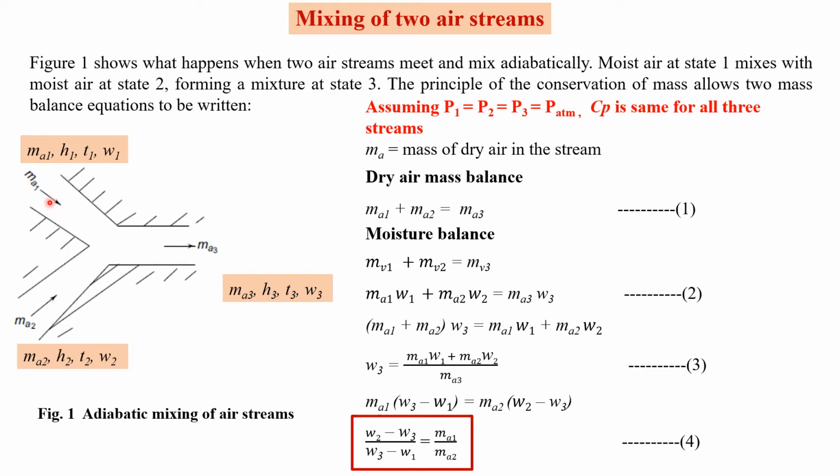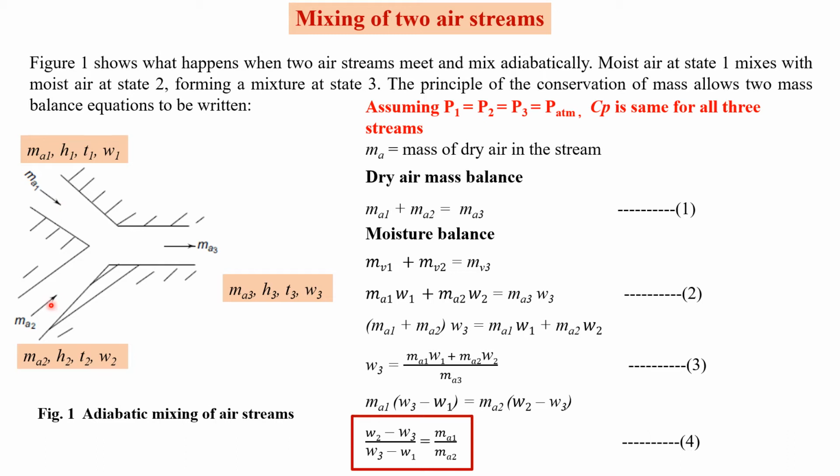Through this first branch, a definite quantity of first air stream having dry air mass of Ma1, having specific enthalpy H1 at a dry bulb temperature of T1 and having a specific humidity level of omega 1, flows through this first branch of the duct.